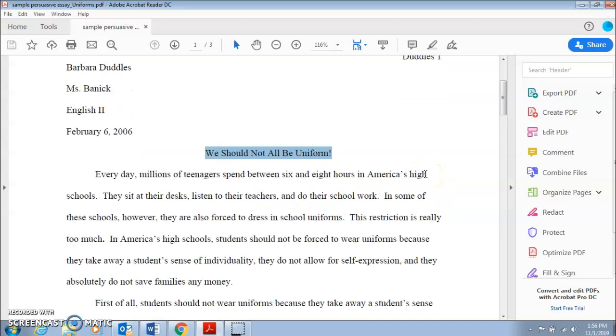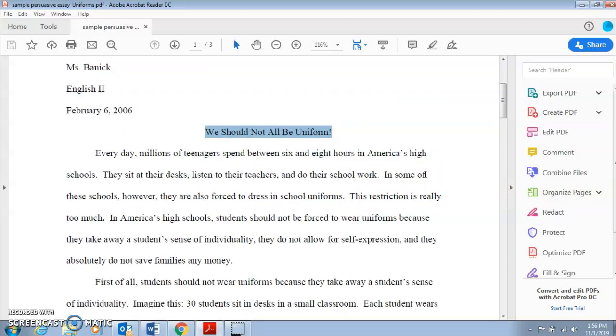Now in the introduction, there are three main things that we're looking for. One, has the author used an effective hook as their first sentence? This means have they engaged the reader effectively? Secondly, they need to have background information about their topic. So whatever topic you select, you should have a little bit of history or background about that topic.